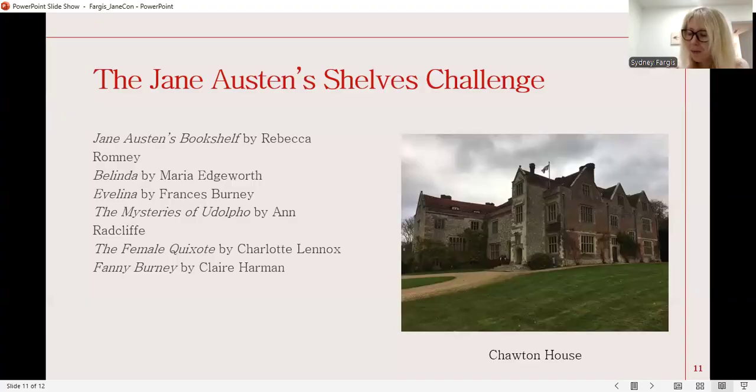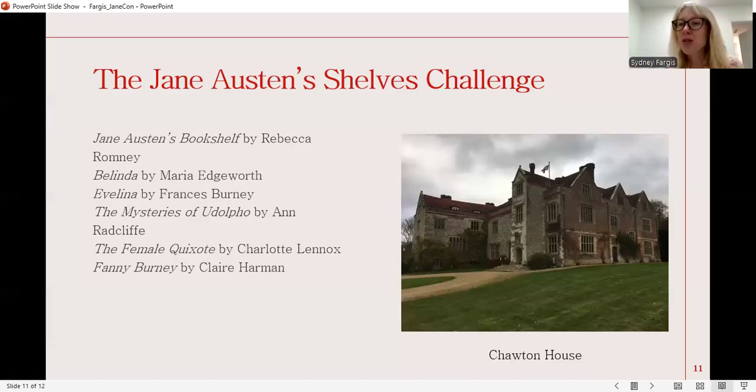Lennox, Burney, Radcliffe, Edgeworth were all featured authors on Austen's shelves. And in the spirit of our mutual love for Jane Austen, I issue this challenge to you all. If these women all had books on the shelves of our favorite writer or one of our favorite writers, shouldn't they be on your shelves too?